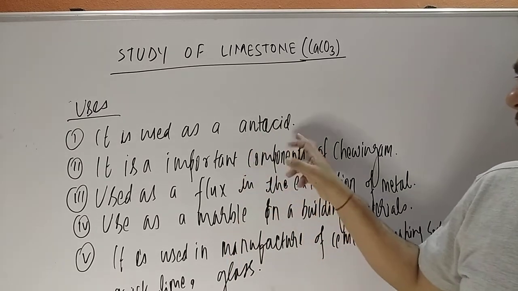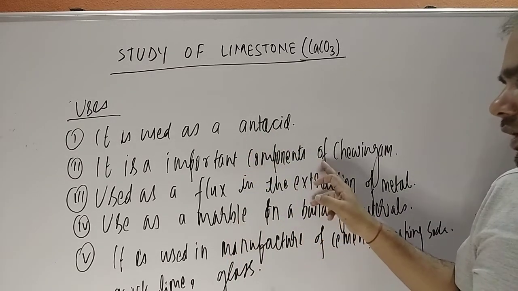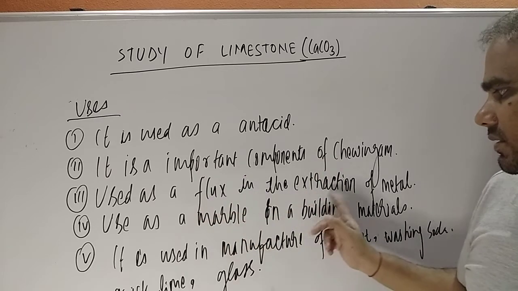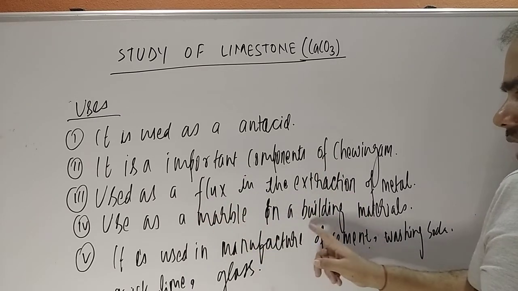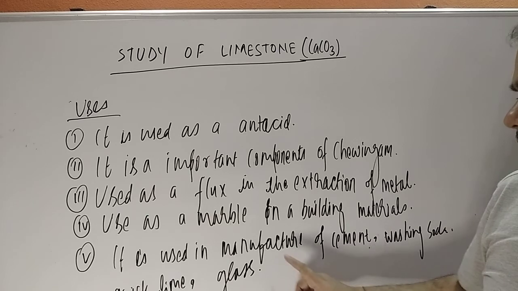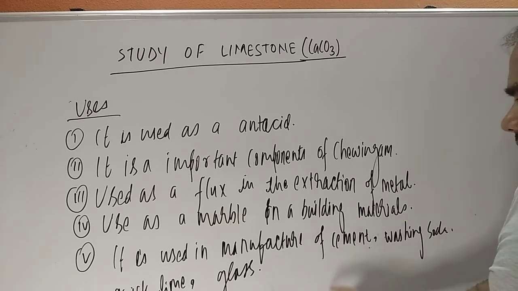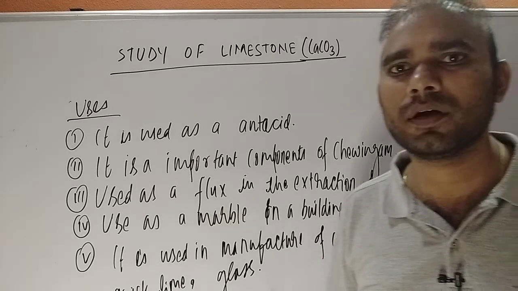Uses we already saw: as an antacid, an important component of chewing gum, as a flux in the extraction of metal, as marble in building material, in the manufacture of cement, washing soda and quicklime, and also glass.